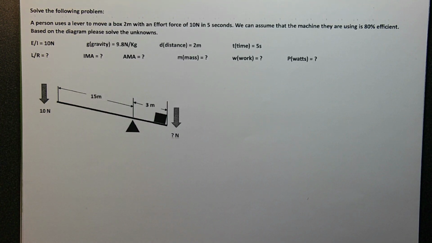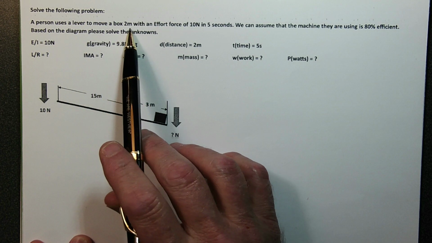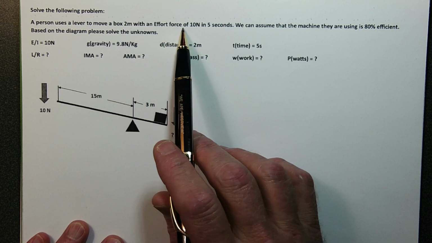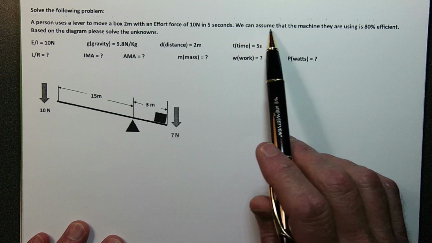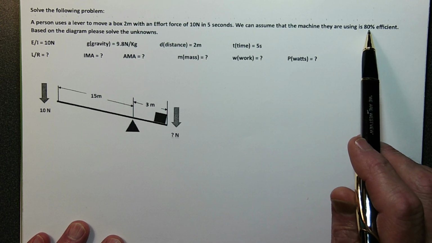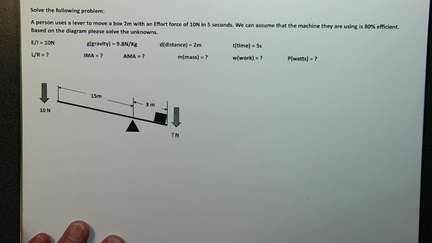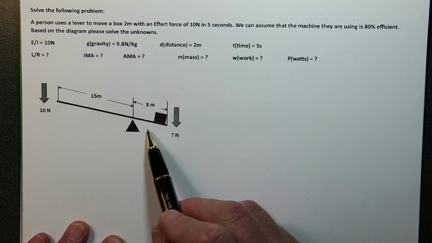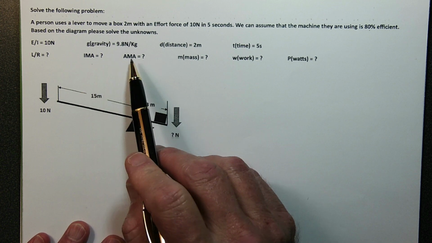In this question, it's set up a little different. A person uses a lever to move a box 2 meters with an effort force of 10 newtons, and it takes 5 seconds. We can assume that the machine they are using is 80% efficient. Based on the diagram, please solve the unknowns. So we need to find out our load on the resistance arm, our IMA, our AMA, the mass of the load, the work that was done, and the power in watts.